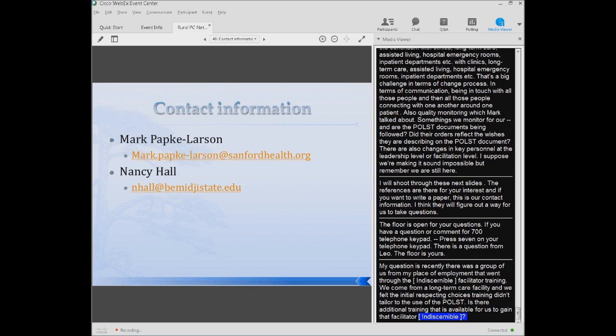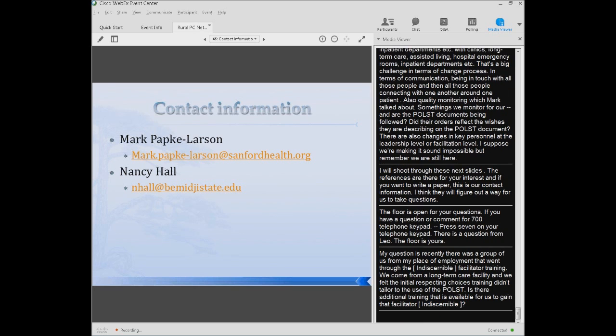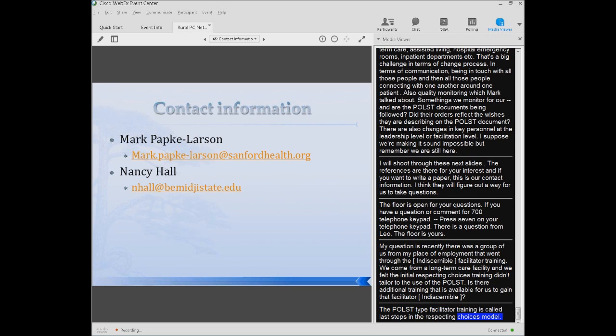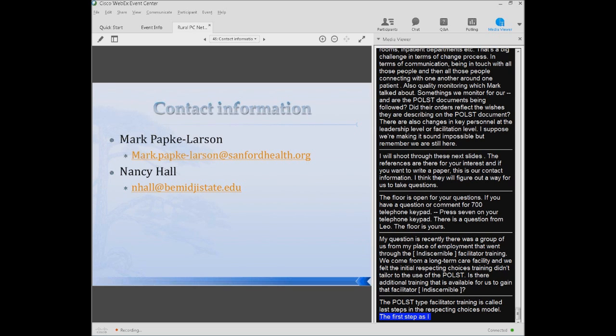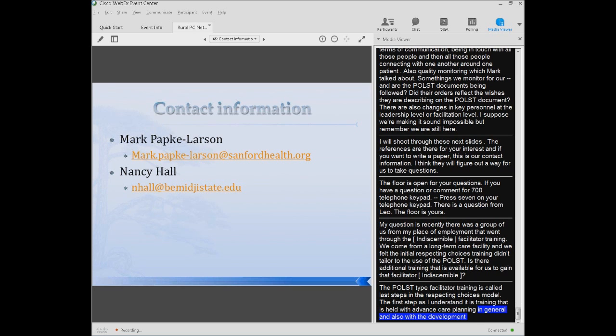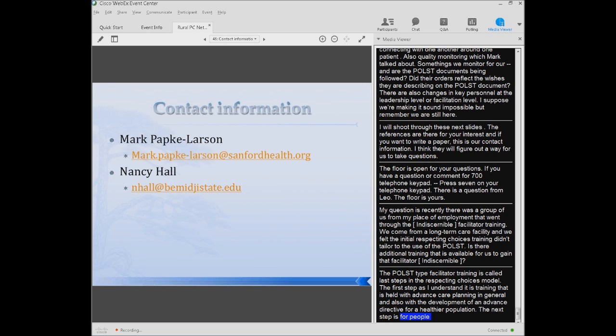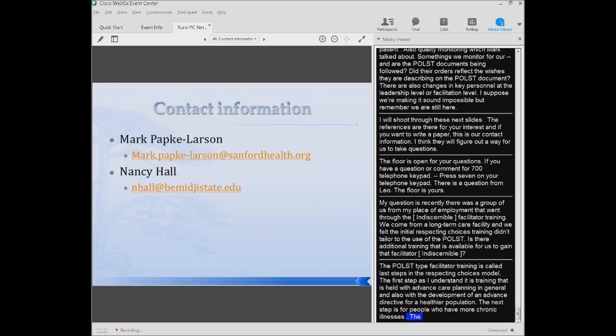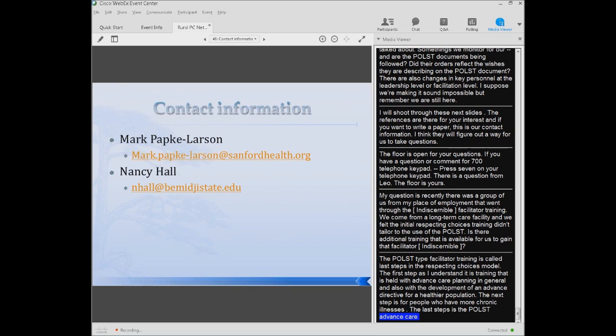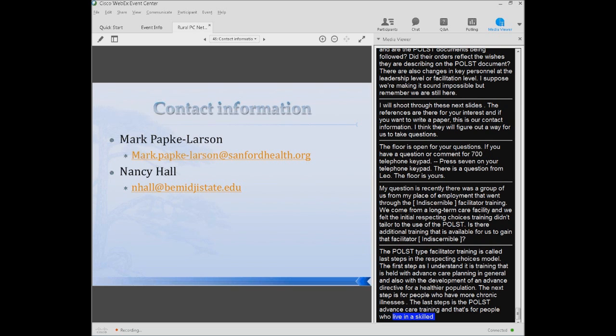So the POLST-type facilitator training is called Last Steps in the Respecting Choices model. So, okay. So the first steps, as I understand it, is training really that helps with advanced care planning in general, and then also with the development of an advanced directive for a healthier population. The next steps is for people really who have more chronic illnesses, and the last step is the POLST-type advanced care planning training, and that really is for people who maybe live in a skilled care facility or are within likely the last year or two of life. Does that help? Yeah, it does.